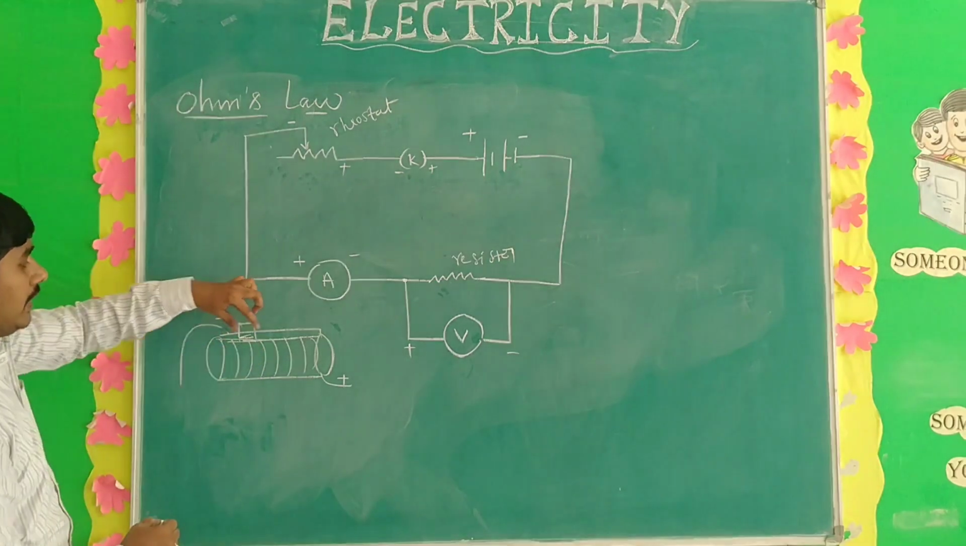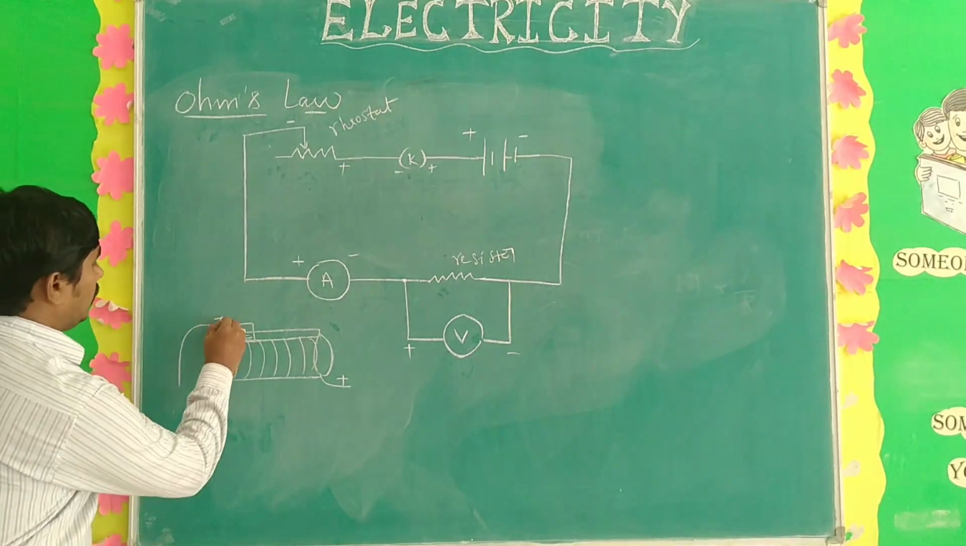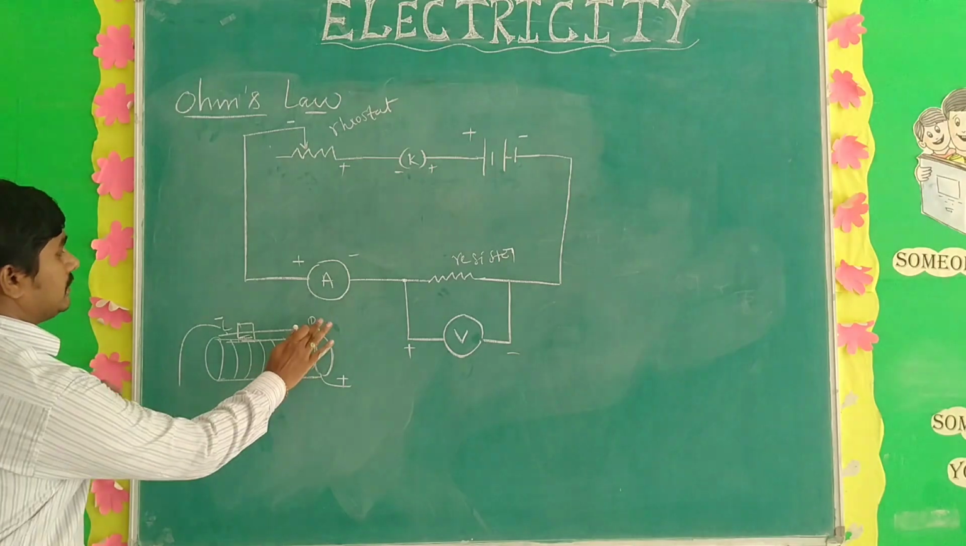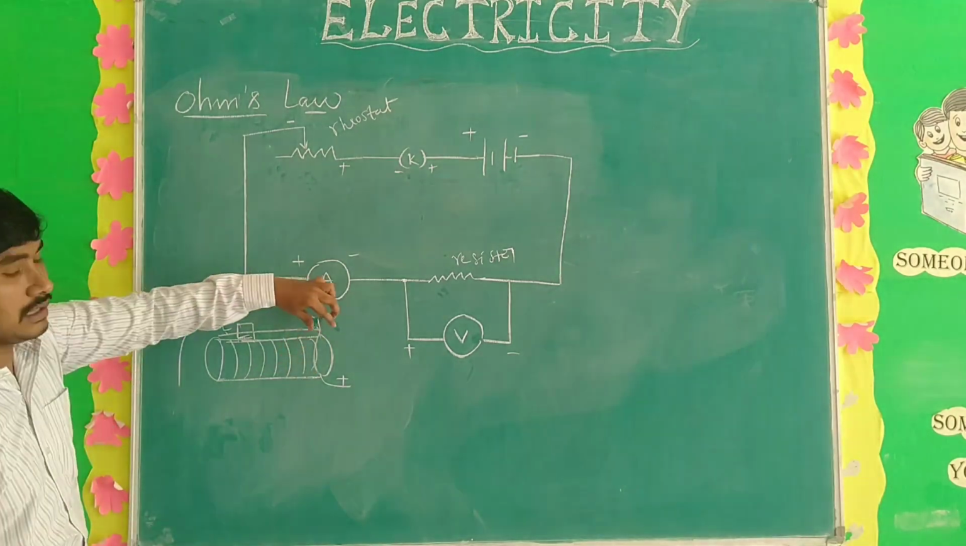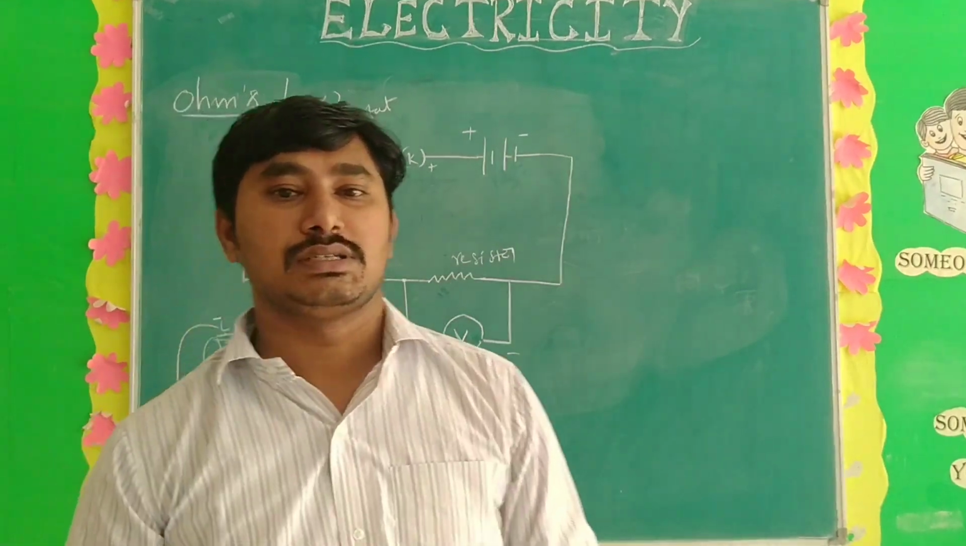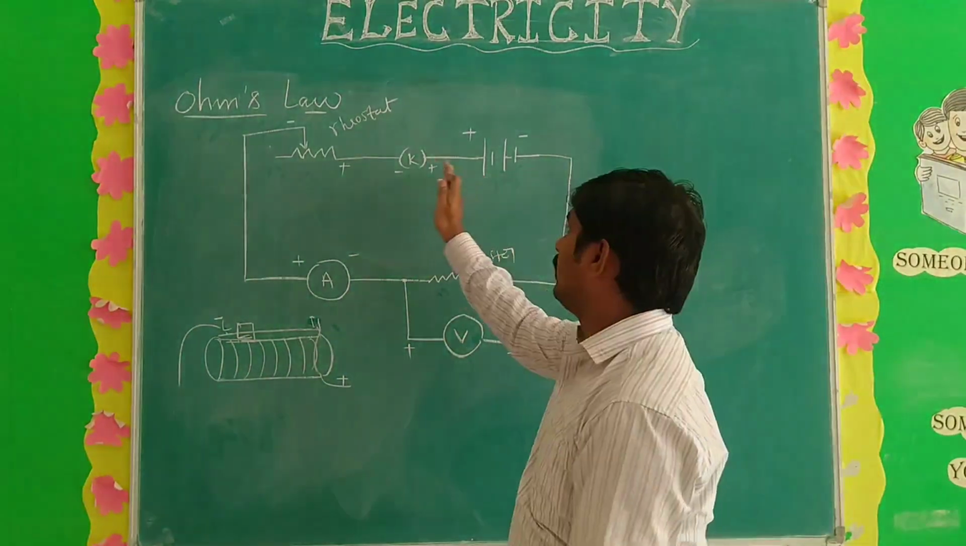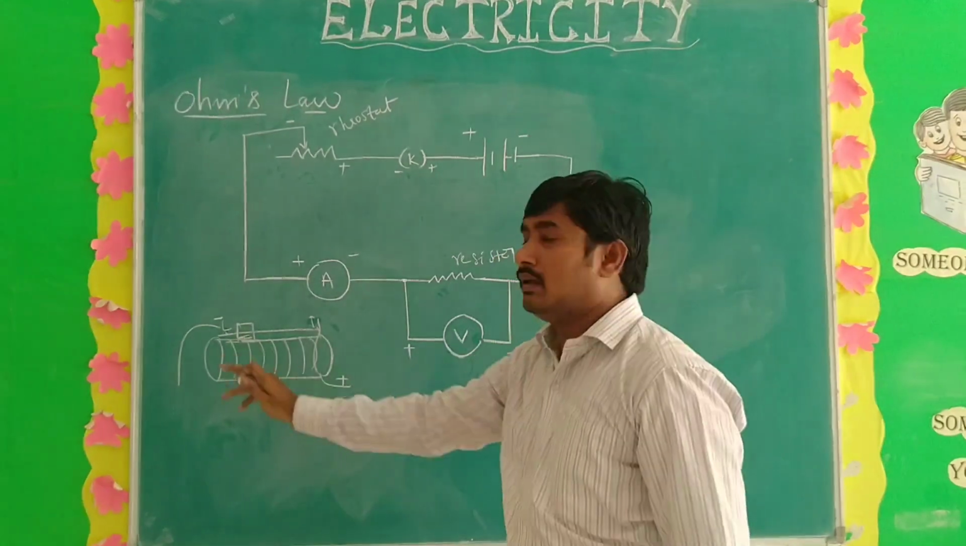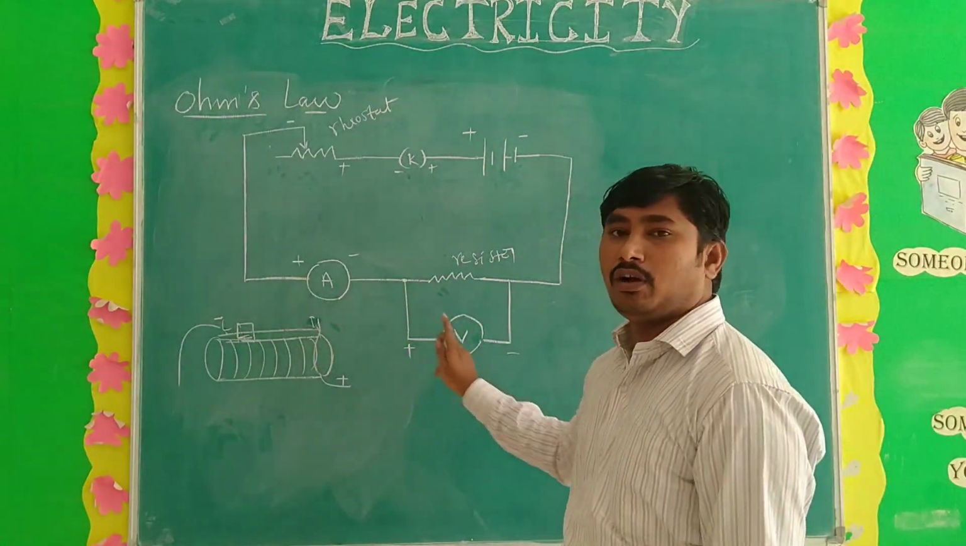And we move that point from lower resistance to high resistance. So when you change that point, automatically the resistance changes. Okay. First you have to take a certain value. Keep it here and find the ammeter value and the voltmeter value.